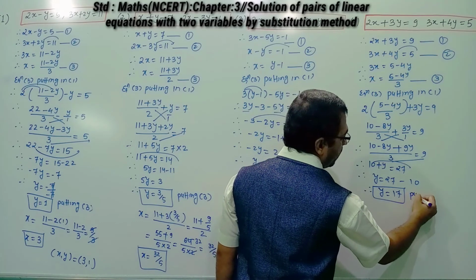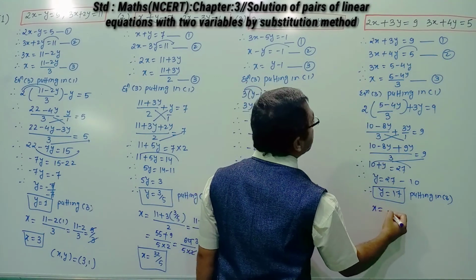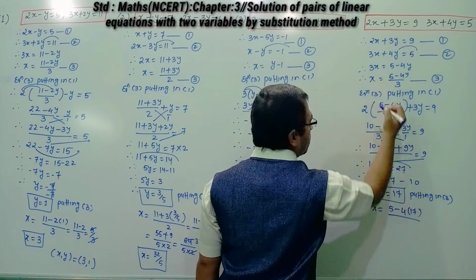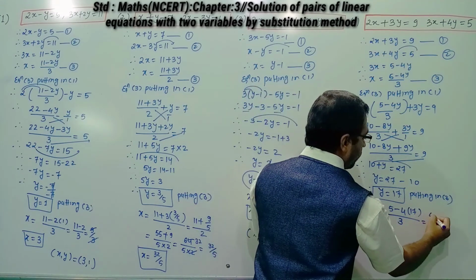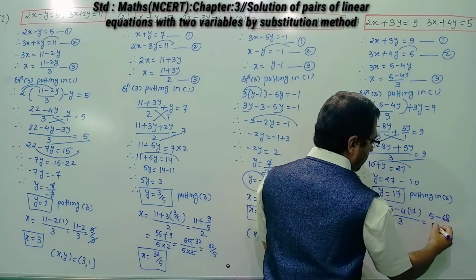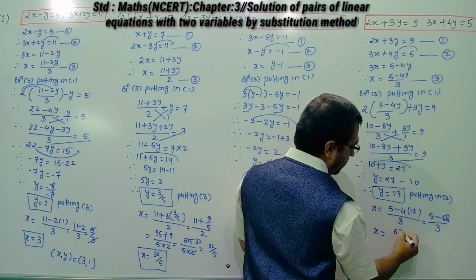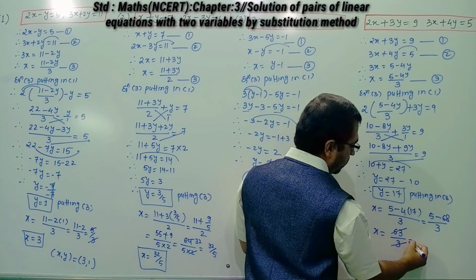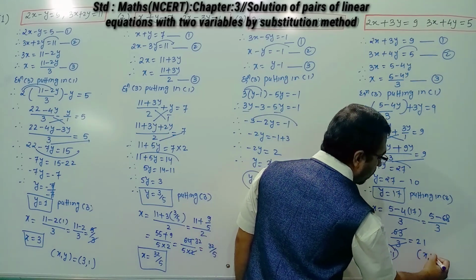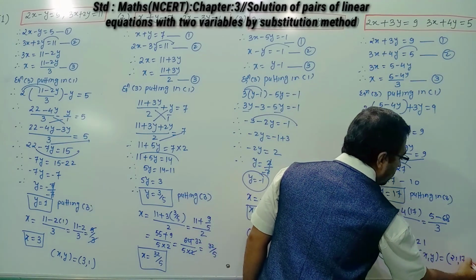Now the value of y is 17, putting in equation 3. So where is 3? x is equal to 5 minus 4 into 17 by 3. Okay, so 5 minus 17 4s are 68 by 3. So 68 minus 5, 63 by 3. These can be cancelled out. So the value of x is 21. So you can write the ordered pair x and y. The value of x is 21 and the value of y is 17.